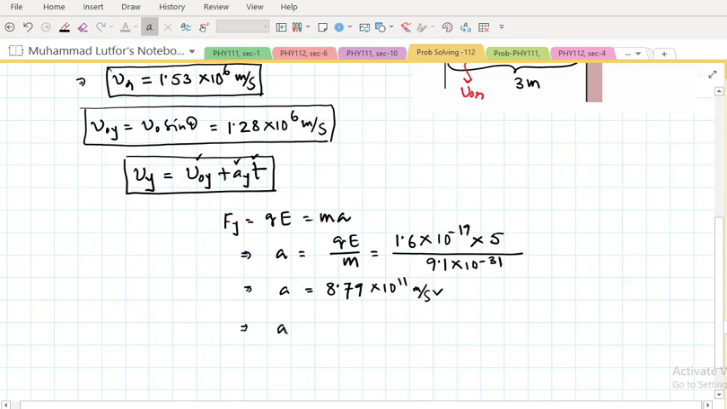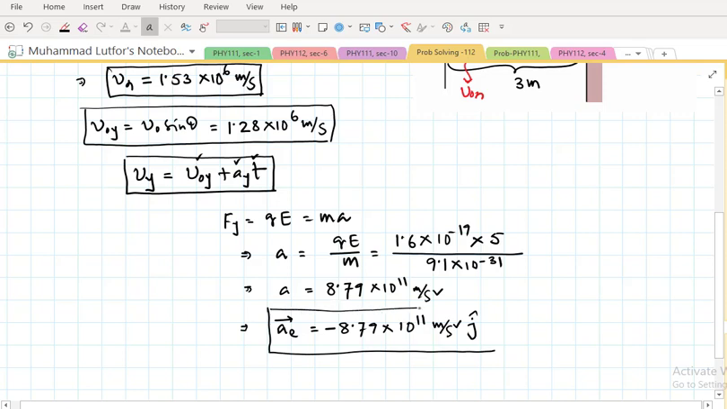If I write it in terms of vector, the acceleration of the electron will be minus 8.79 into 10 to the power 11 meter per second square j. So this is the acceleration of that electron, or I can also write it as Ay. At that acceleration, the electron will move in the vertical direction.